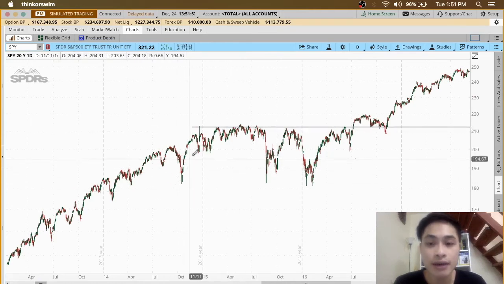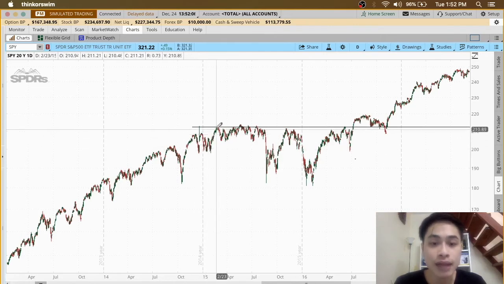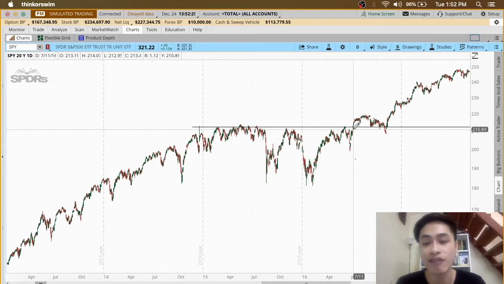As you can see, for this area, the first test was here. Prices touched and reversed back down. So that's the first time. Then this is the second time, the third time, the fourth time, the fifth time, and the sixth time. As you can see, this resistance level is quite strong. After the sixth time, it went down, it went up, the 7th, the 8th, the 9th, the 10th, and finally at the 11th point, it broke past the resistance level.